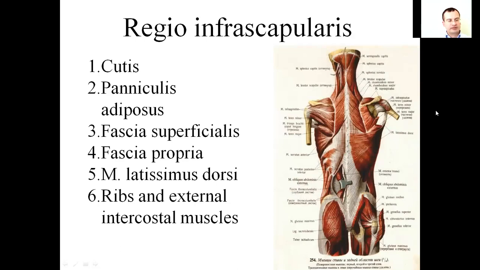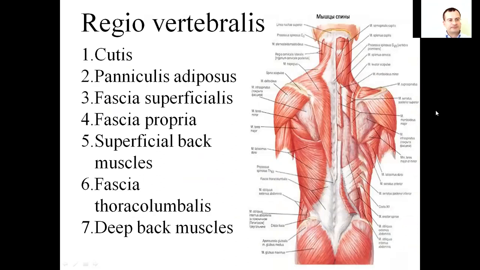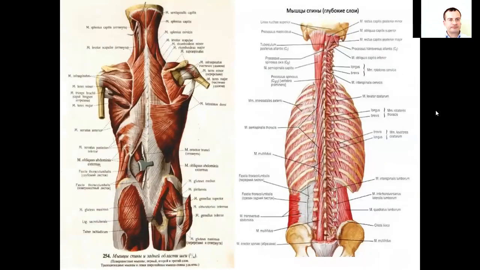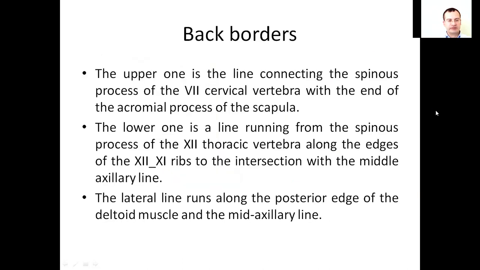Regio infrascapularis: cutis, panniculus adiposus, fascia superficialis, fascia propria, latissimus dorsi muscle, ribs, and external intercostal muscles. Regio vertebralis: cutis, panniculus adiposus, fascia superficialis, fascia propria, superficial back muscles, fascia thoracolumbalis, and deep back muscles. The muscles of the thorax: intercostales externi, intercostales interni, and transversus thoracis.